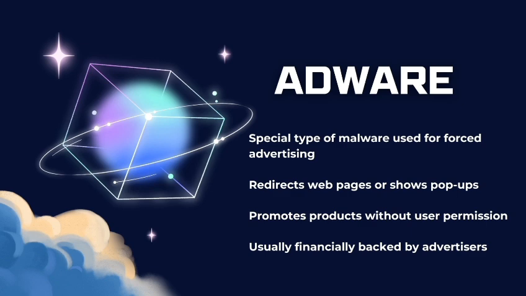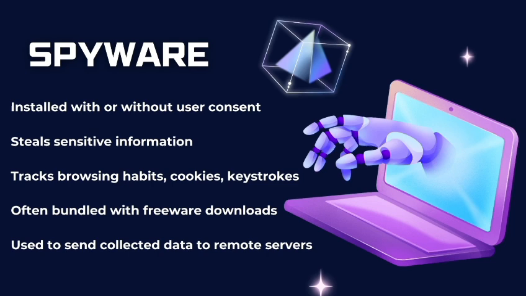Then we have the spyware. Spyware is installed on a user's system, sometimes with permission, sometimes secretly, to gather personal or sensitive information. It can track the user's browsing habits, monitor cookies, or even record keystrokes like passwords and banking details. Most commonly, spyware gets installed when someone downloads free software from the internet.